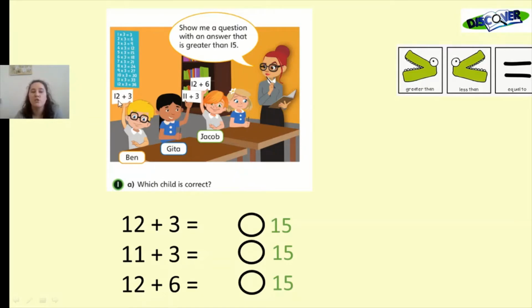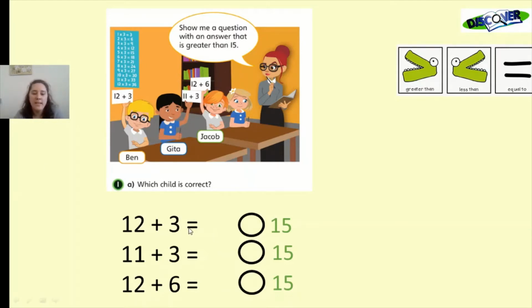Ben thinks that 12 plus 3 is greater than 15. Geeta thinks that 11 plus 3 is greater than 15. And Jacob thinks that 12 plus 6 is greater than 15. So, have a little think here. Before we work out the answer, who do you think is going to be correct? That is a brilliant idea. Let's work out the answers to find out.